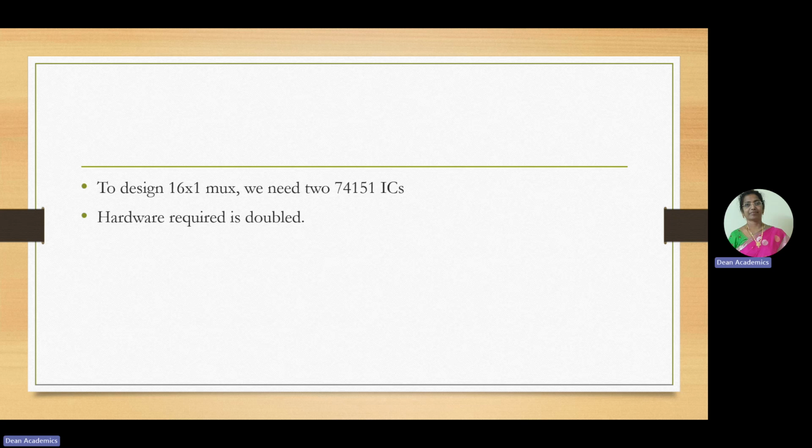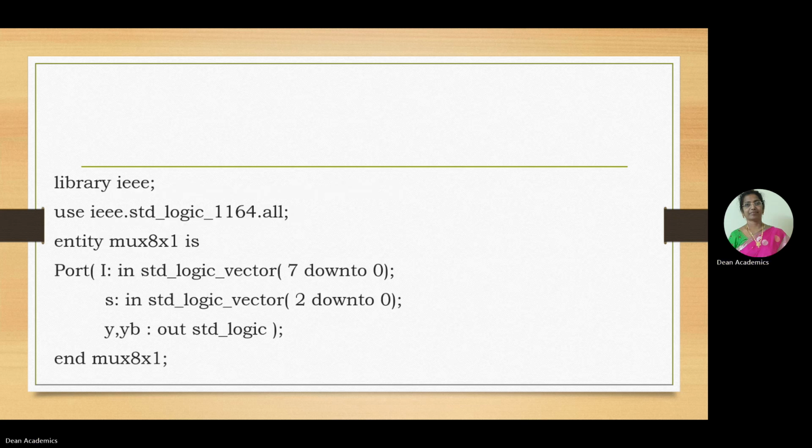So this is what is available as a digital IC multiplexer, that is nothing but the 74151 IC. Now let us see the VHDL code for a multiplexer. Now we are going to see the VHDL code for an 8x1 multiplexer.